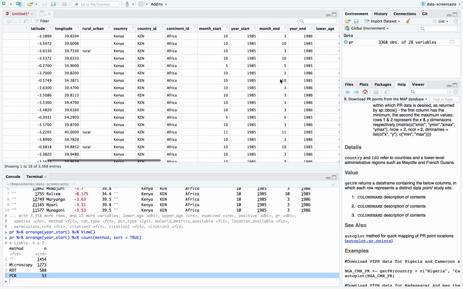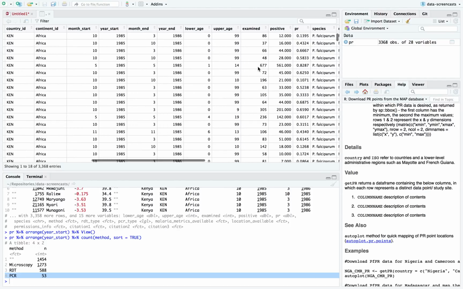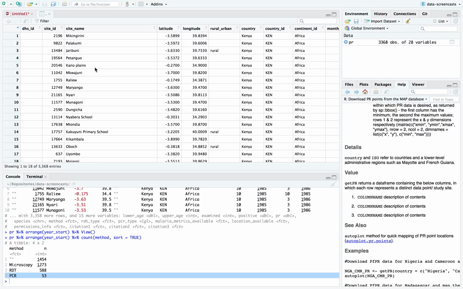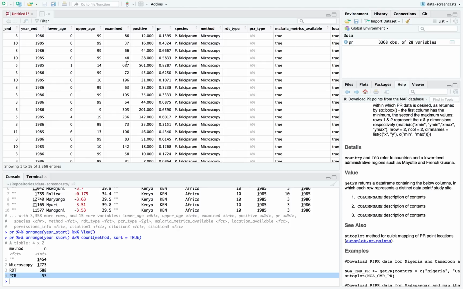All right, so I think we're most interested in here, positive. I'm going to guess is out of a prevalence, it could be out of a million, but it looks like it's always a number here. Oh no, it's out of this total denominator. It looks like the number of people examined and the number that were positive, and then the prevalence is the ratio of the positive to examined. Okay, so here for example, in this site, Kano Plains, is a high rate of malaria prevalence, 561 people out of 677.